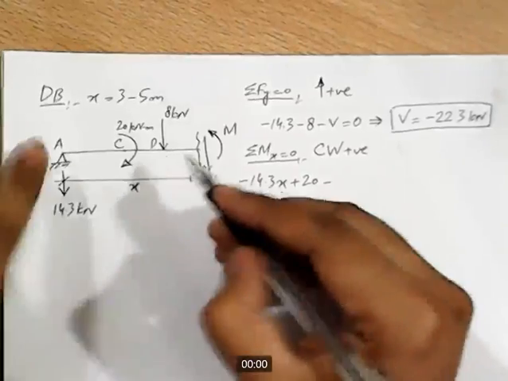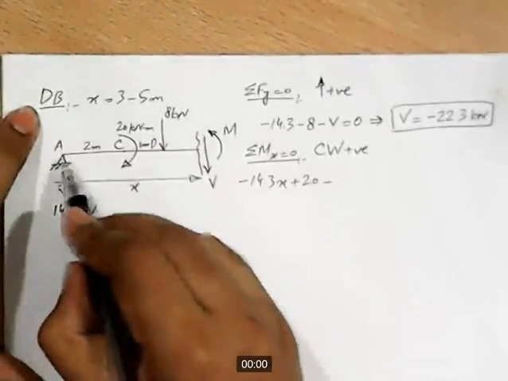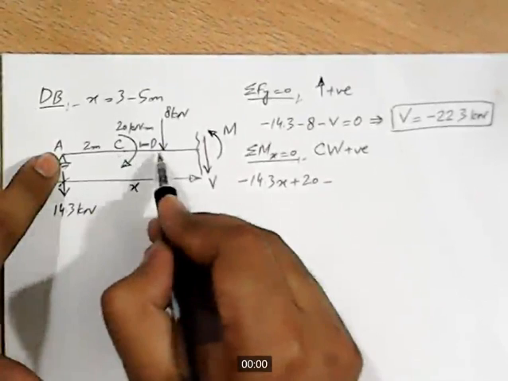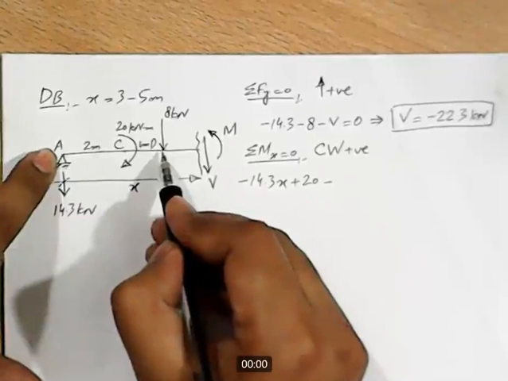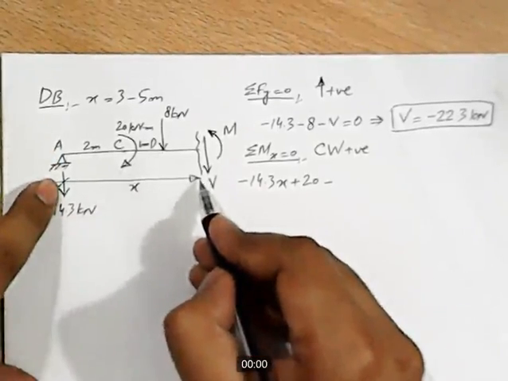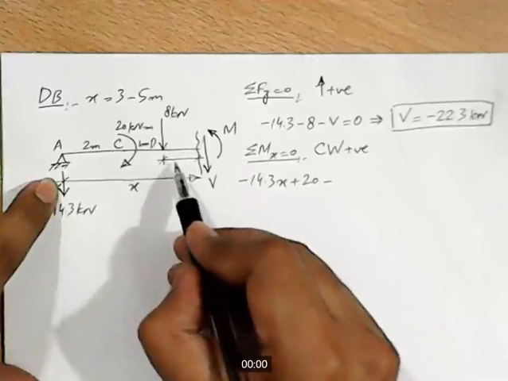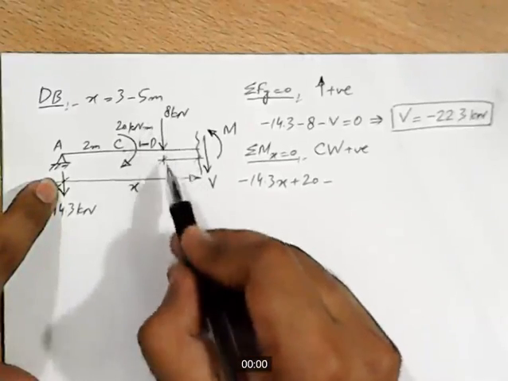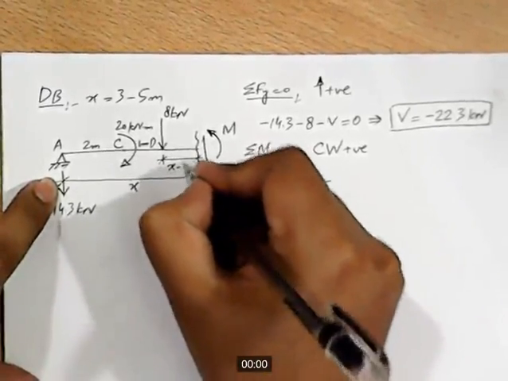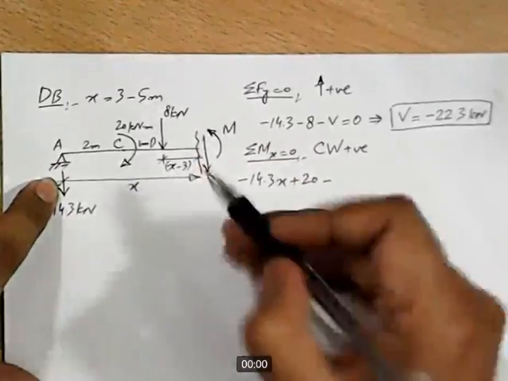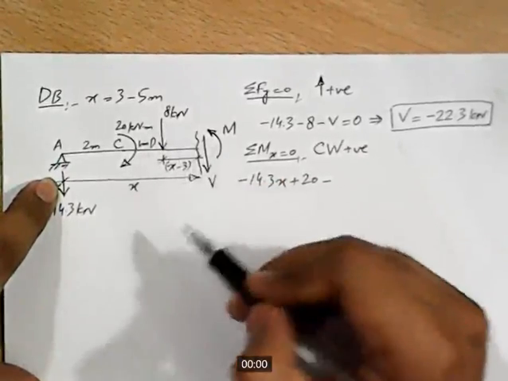How much is the lever arm for this force? This distance is 2 meters, this distance is 1 meter. So from A to C it's 2 meters, and from C to D is 1 meter. It means that the distance between A and D is 3 meters, and the distance between A and the section is x. So how much will be this distance? Because we want the perpendicular distance between this 8 kilonewton load and the section, and this should be equal to x minus 3, right? We are calculating moment about the section, so we need the perpendicular distance between 8 kilonewton and the section, and it is x minus 3.